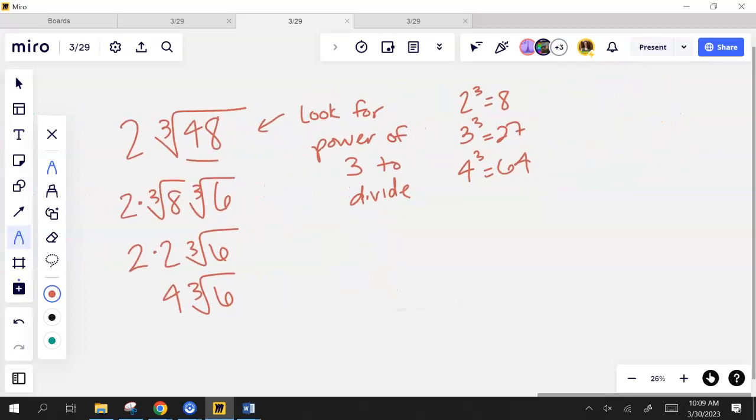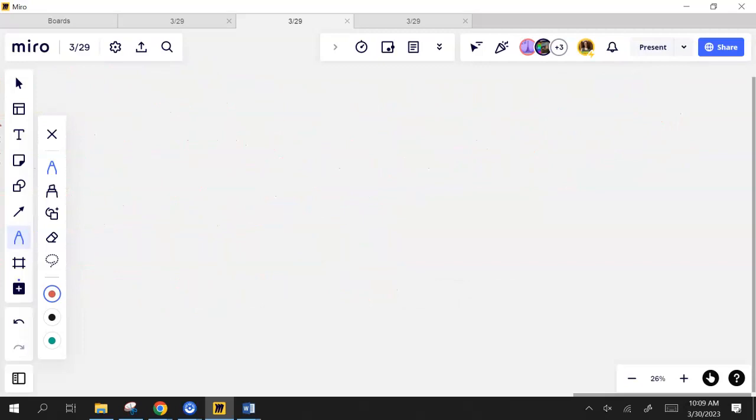One more, and then I'll do the last thing with variables. See if you can do this one. Simplify this one.